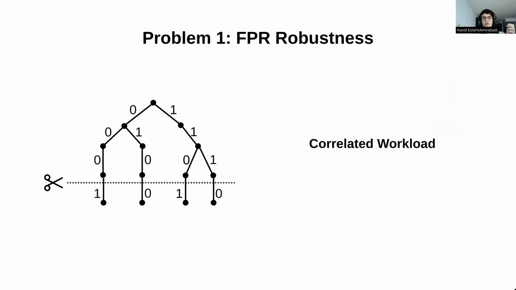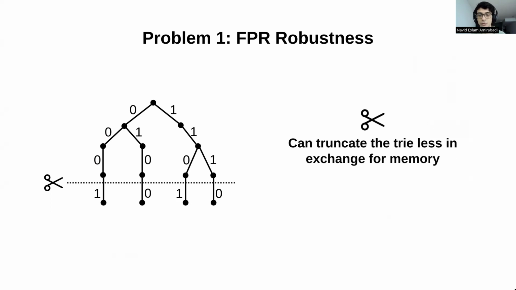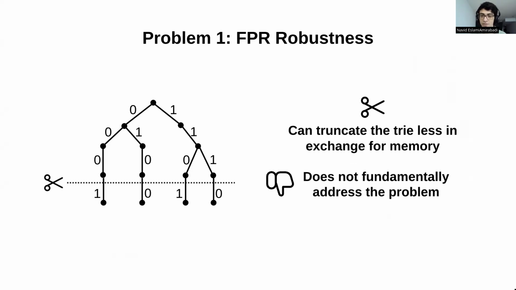Okay. So these types of workloads, where the query endpoints are very close to the actual keys but the queries don't actually contain them, are known as correlated workloads. And these are very common in practice. The issue with SuRF is that it exhibits very high false positive rates, even close to 1, under such common workloads, which obviates the filter for many applications. Now, in principle, one can argue that you can truncate the trie less in exchange for more memory to alleviate this problem, but this only delays the problem and does not fundamentally address it. We would ideally like a solution that addresses this issue fully under the same memory budget.